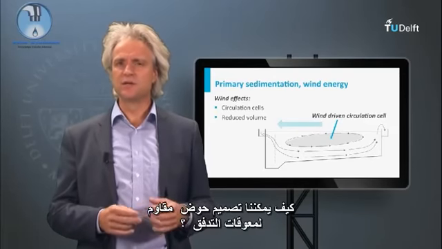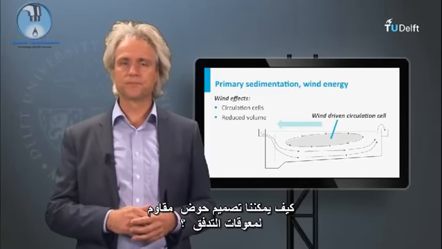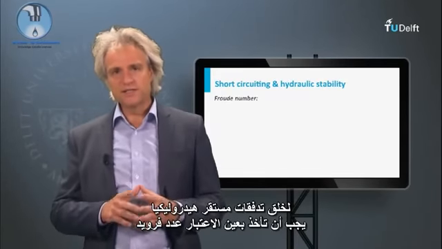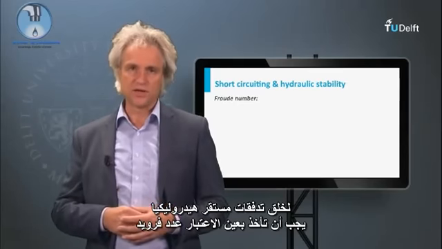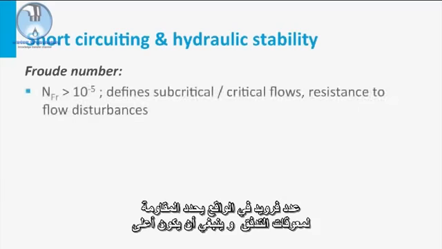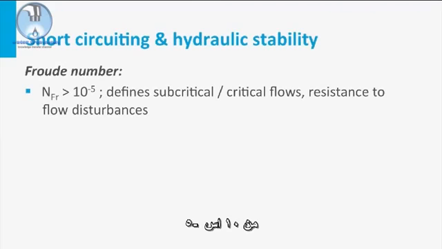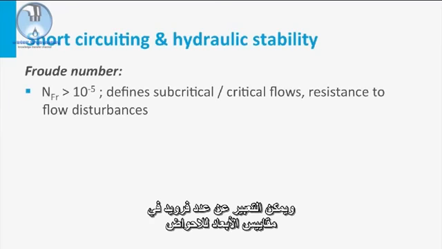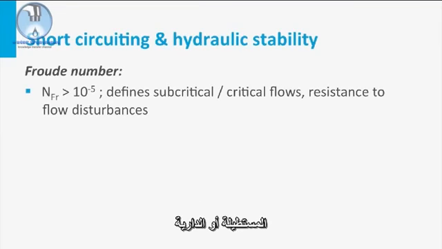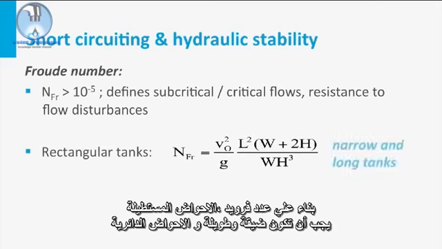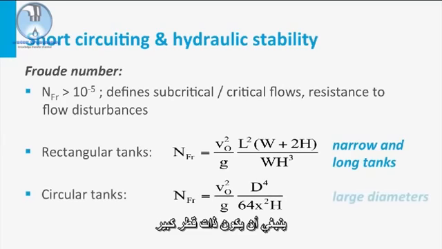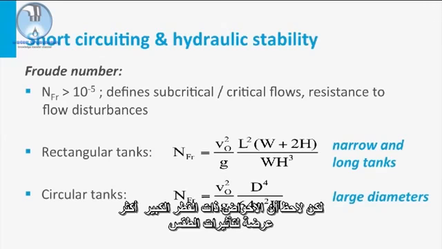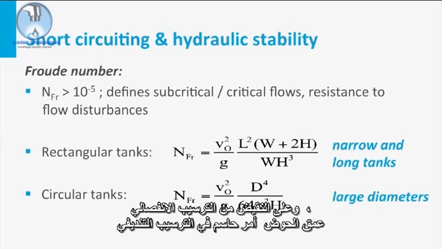How can we design a tank that is resistant to flow disturbances? For creating hydraulically stable flows, we have to take the Froude number into consideration. The Froude number, in fact, defines the resistance to flow disturbances and should be higher than 10 to the power minus 5. The Froude number can be expressed in the dimensional measures of either a rectangular tank or a circular tank. Based on the required Froude number, rectangular tanks should be narrow and long, and circular tanks should have a large diameter. But note here that large diameter tanks are more susceptible to weather influences.